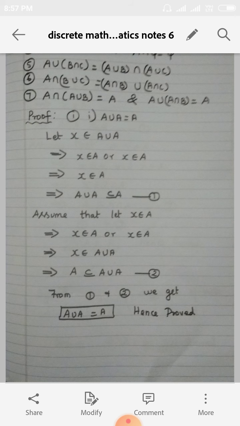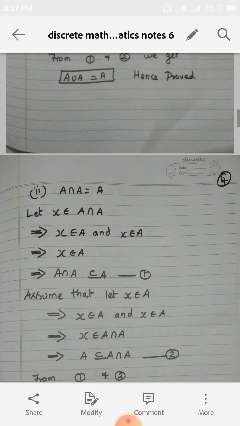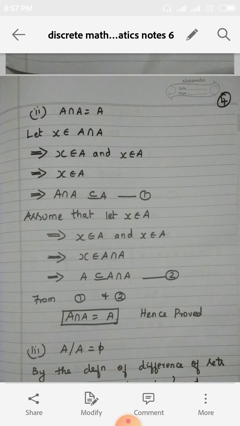Similarly, we prove the intersection case, right? See, A intersection A is equal to A. Take the left hand side, X belongs to A intersection A. Intersection is nothing but AND. So X belongs to A and X belongs to A. This implies X belongs to A. Therefore, A intersection A contains or equal to A. Mark it as equation number 1.